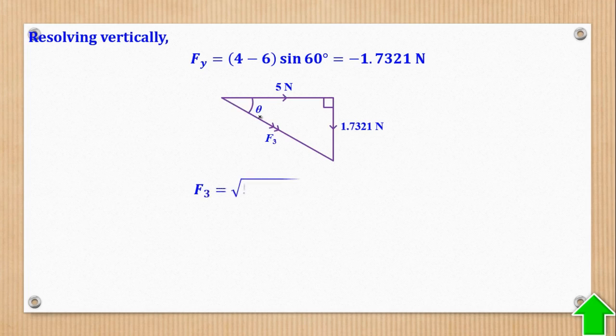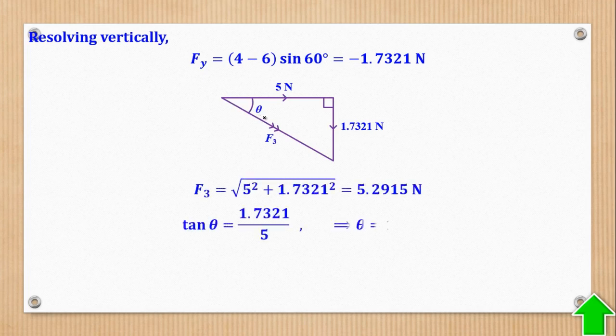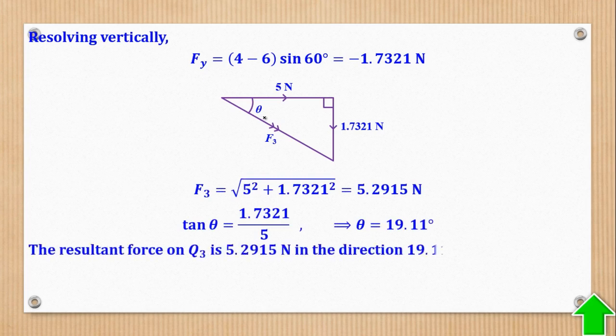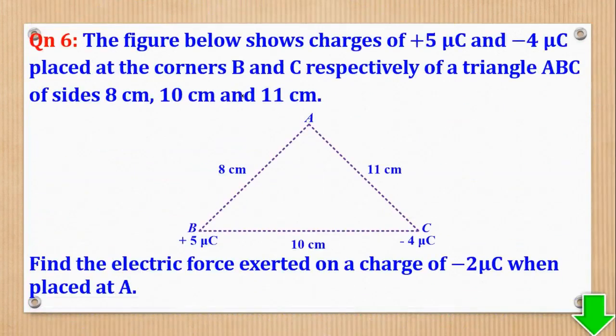Okay, so now we have to use Pythagoras theorem to get the magnitude of the resultant, and also use SOHCAHTOA to get the angle. Then we can conclude. Okay. So that was question 5.